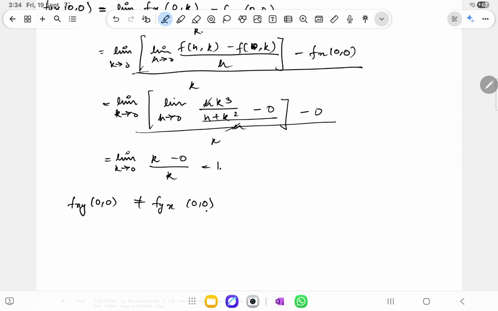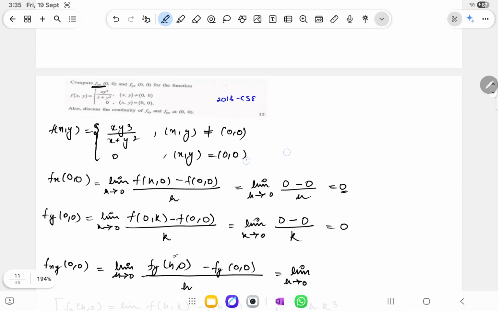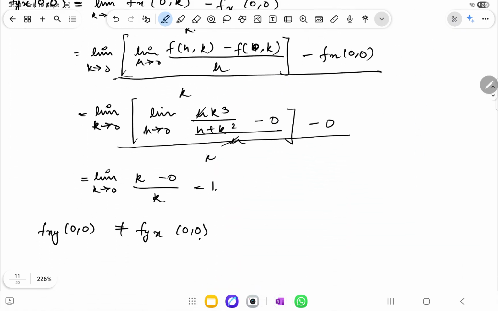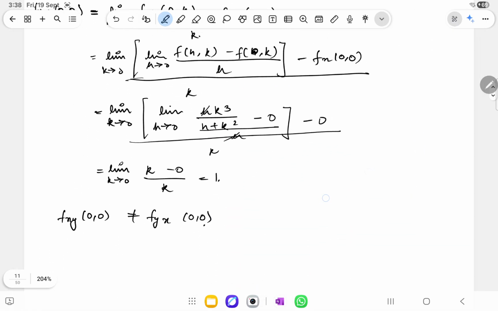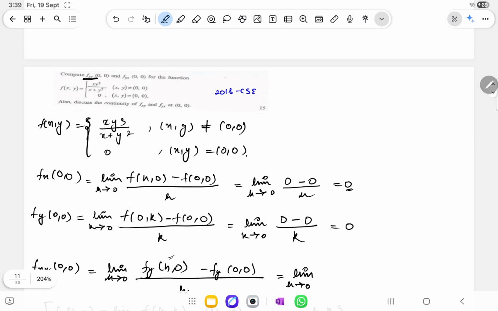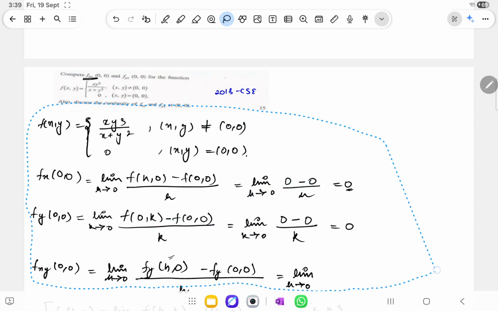So we are supposed to compute this, and the question also asks us to discuss the continuity of fxy and fyx at (0,0). We are supposed to check the continuity of fxy and fyx. You can conclude that from here also, but if you just solve it for yourself, then you do it by just calculating values.